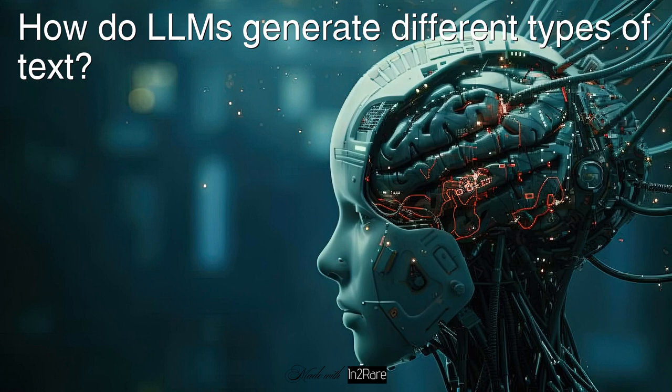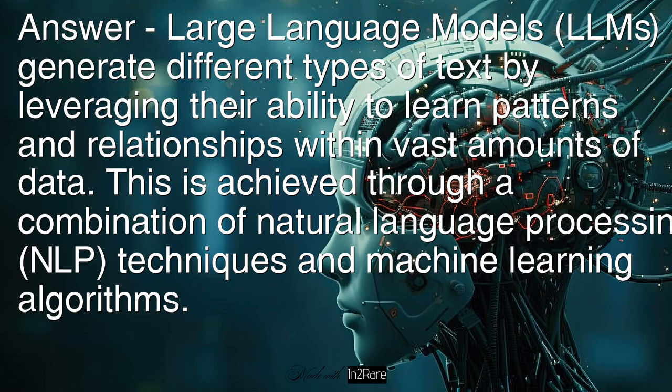How do LLMs generate different types of text? Answer: Large language models (LLMs) generate different types of text by leveraging their ability to learn patterns and relationships within vast amounts of data. This is achieved through a combination of natural language processing (NLP) techniques and machine learning algorithms.